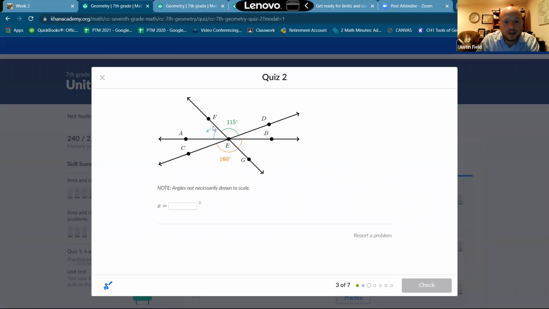Here again, this time, let's do this one. Looks a little tricky. So here I'm looking for my vertical angles and I'm looking for the supplementary angles. Okay, so this is what I'm going to do.